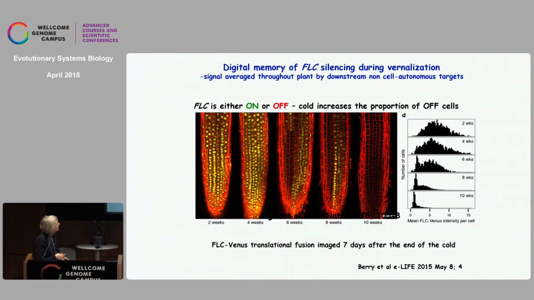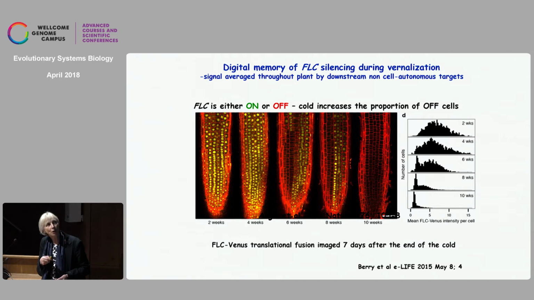We've got a Venus fusion, so we can mark FLC. It's a nuclear protein, so you can see it going into the nucleus. Here's a root where you've got everything expressed. But as the plants now are getting more and more cold, as you grow them out afterwards, there's 7 days at the end of the cold, so the root's grown.